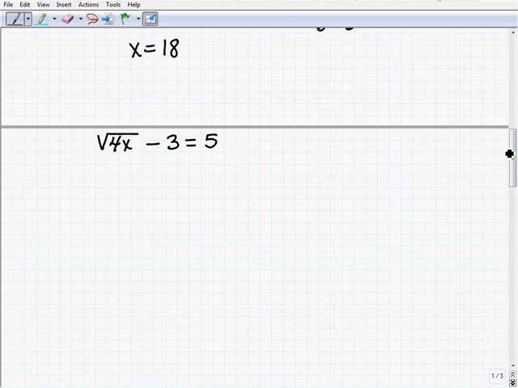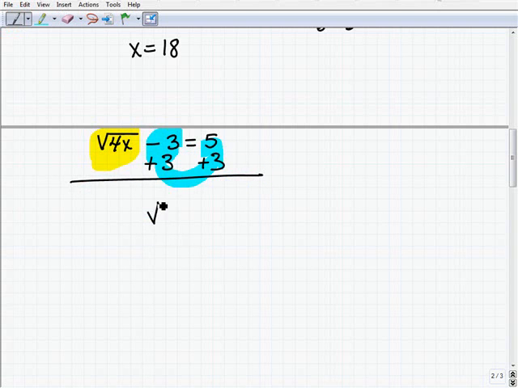Alright, so here's our first problem where we're going to have to do one step to isolate the radical before we square both sides. So we want to have this square root of 4x all by itself on the left-hand side. How can I get that all by itself? Well, I'm going to have to move this negative 3 over to the right-hand side. I'm going to do that by adding 3 to both sides of the equation. And now I have the square root of 4x equals 8.